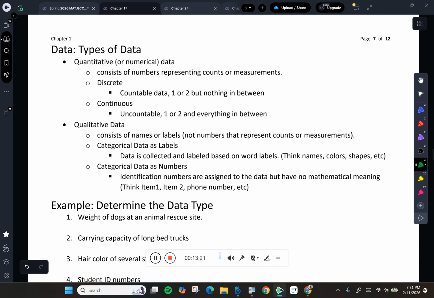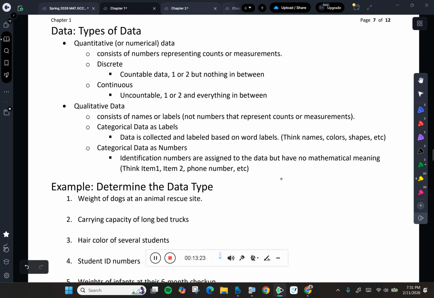Okay, some more terminology. On the highest level, data falls into two categories: quantitative and qualitative. Quantitative data is our numerical data. It consists of numbers representing counts or measurements. It can be two different types of counts or measurements. It can be discrete or it can be continuous.